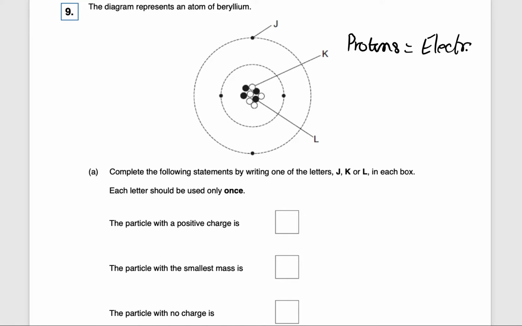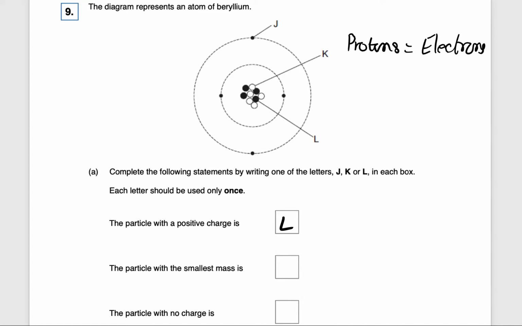So in order to know which one is which, we need to see if the electrons are the same as the protons. So we have 1, 2, 3, 4 electrons, so we must have 4 protons. So 1, 2, 3, 4, that means the dark circles are the protons. So K is going to be pointing to the neutron and L is going to be pointing to the proton. So L is the one with the positive charge.